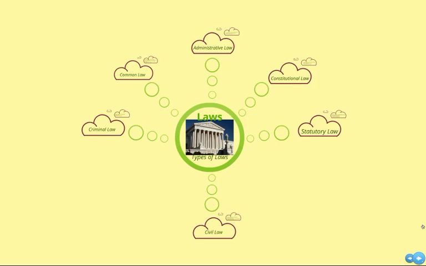Last class we talked a little bit about where the laws that we have in the United States come from, and so now we're going to talk specifically about the different types of laws that we have in the United States. And as you can see here, we have constitutional law, administrative law, statutory law, common law, criminal law, and civil law. So let's talk about all these different types of laws and we'll get some examples of each. So let's begin.